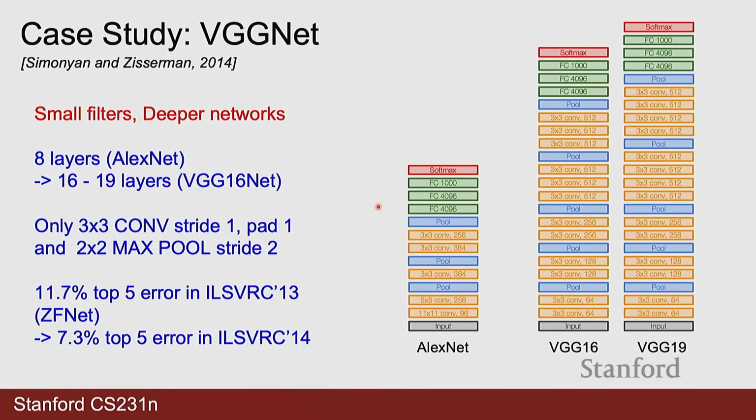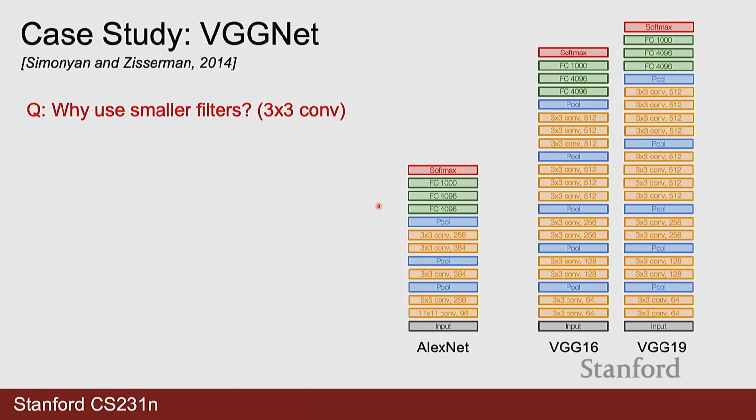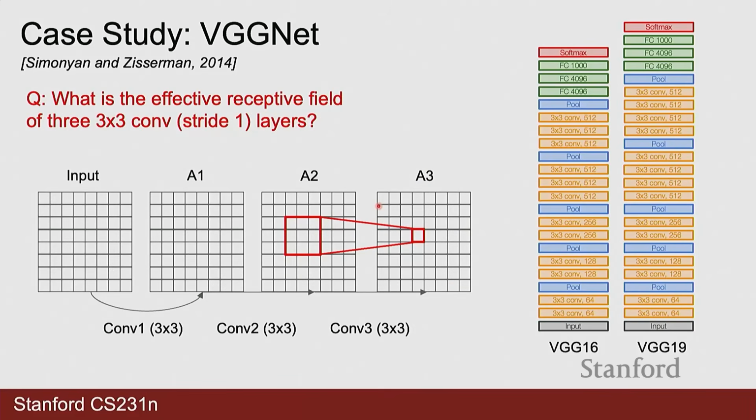But you might ask, why are they doing 3 by 3 convolutions? How do they pick this value? There is actually some intuition behind how they chose 3 by 3, and specifically, they have groups of 3 or even 4 of these. So I'll ask you all a question.